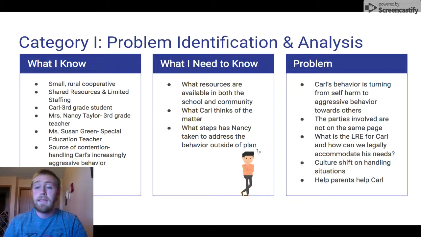The main problem is that Carl's behavior is turning from self-harm to aggressive behavior towards others, especially Mrs. Nancy Taylor. The worst incident was him sharpening a pencil and throwing it at her, and there were numerous other instances. The parties involved are not on the same page of how they should handle the situation, particularly Miss Green and Mrs. Taylor. We need to determine what is the least restrictive environment for Carl and how we can legally accommodate his needs. There also needs to be a culture shift on handling situations like this in their school. And we also need to help the parents help Carl. There's a lot of problems going on in this case study.